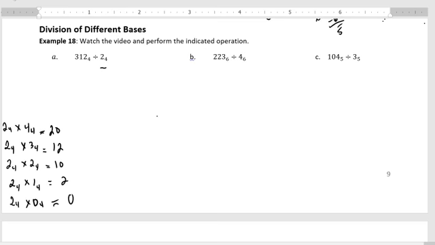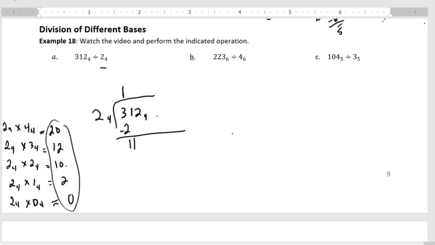And what we want to do is set up our division here. So we have 312 base 4 divided by 2 base 4. So we can ask ourselves, the 2 can go into the 3 one time. 1 times 2 in base 4 is 2. So we end up with 11. So if we look at our numbers here, 10 would be the closest.